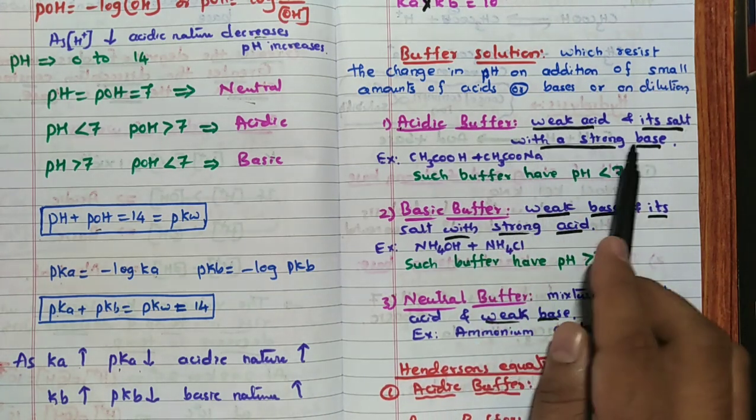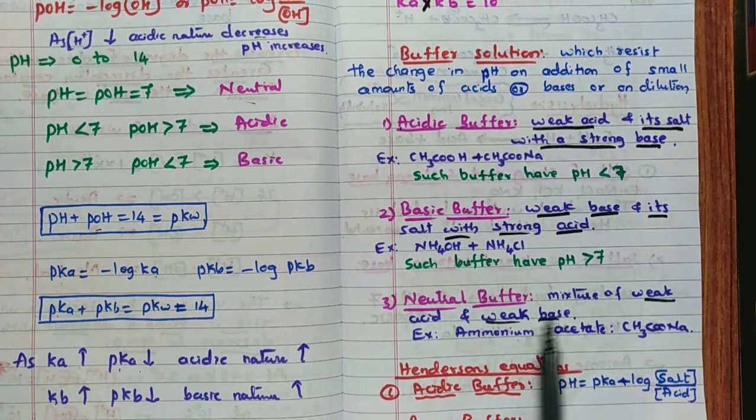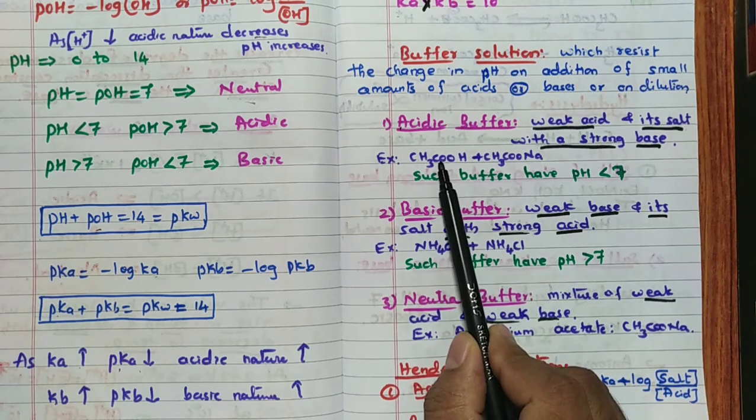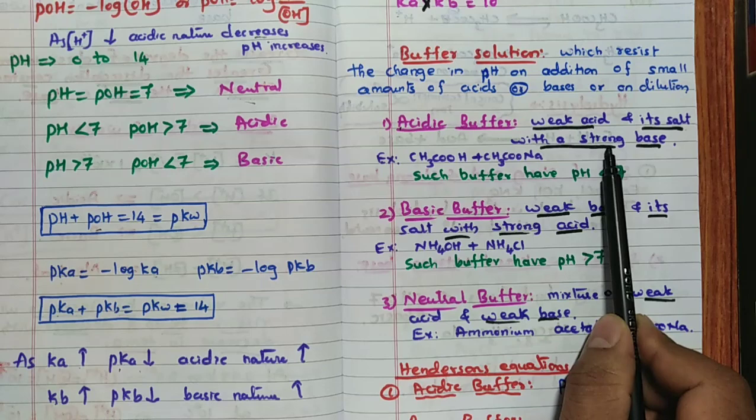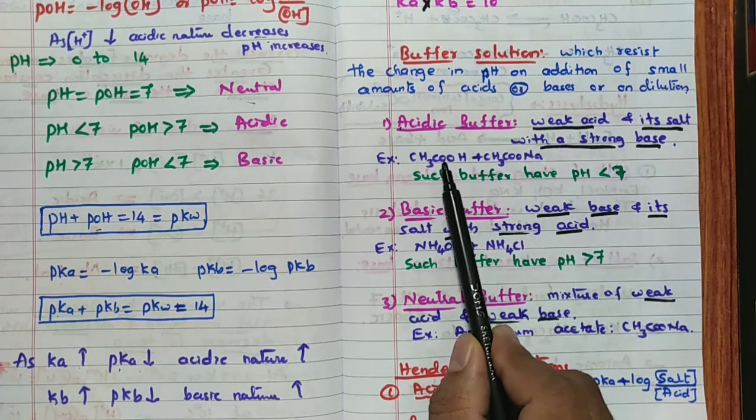Weak acid and its salt with a strong base; weak base and its salt with a strong acid; a mixture of weak acid and weak base. Remember the example: acetic acid is a weak acid, NaOH is a strong base. CH3COOH plus NaOH.